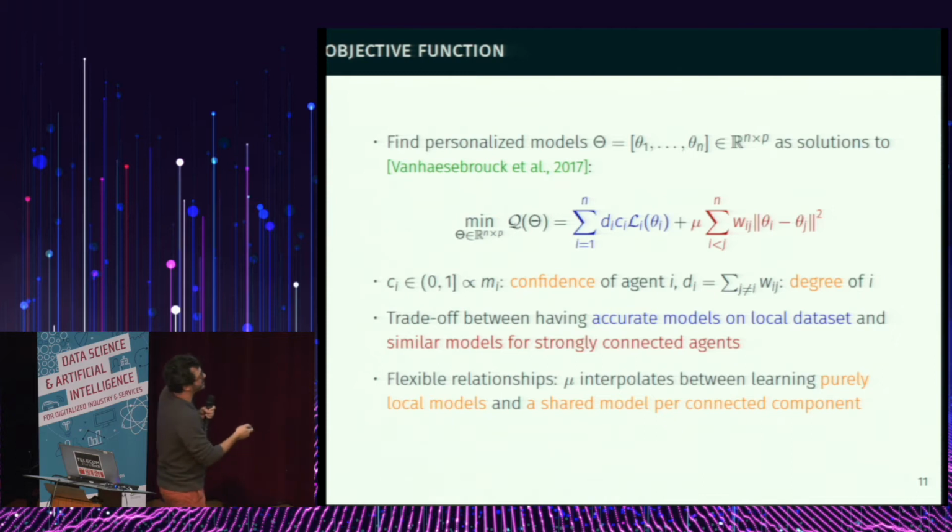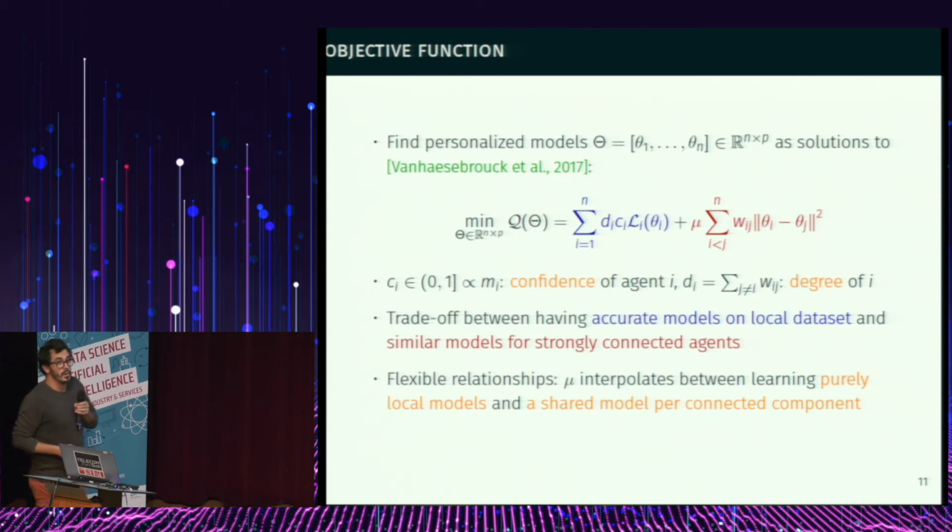And if my graph has different connected components, then I learn models for each cluster, for each connected component of the graph. And in the middle, I let everybody have its own model, potentially different from others, but still being influenced by others. So we can nicely interpolate between the different classic solutions here and get some nice trade-off in the middle.